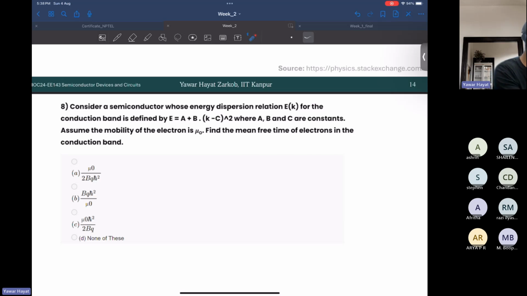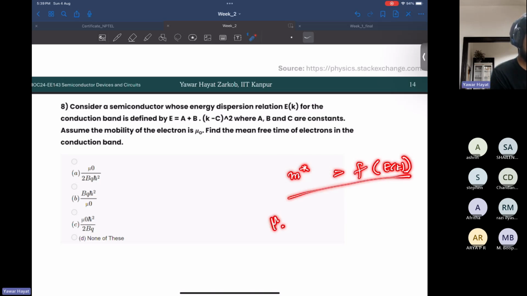Let me drop a hint. You'll start with the relation of m star, how m star is a function of E of k. How is it related to the E-k relation? Then you'll use mu naught. What is the expression of mu naught in terms of mean free time? Which is nothing but q tau by m star. You'll plug m star here.